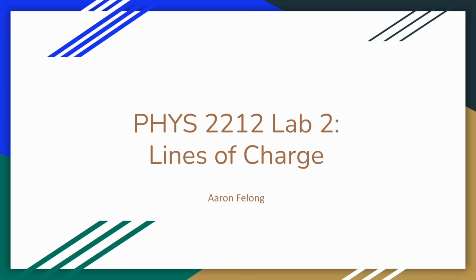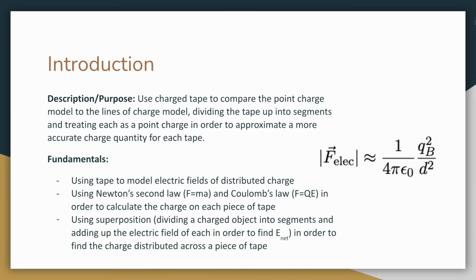Hi, my name is Aaron Feelong, and this is my lab report for Lab 2, Lines of Charge. The purpose of this lab is to use charge tape to compare the point charge model to the lines of charge model, dividing up the tape into segments and treating each as a point charge in order to approximate a more accurate charge quantity for each tape than the charge quantity that we found in Lab 1.